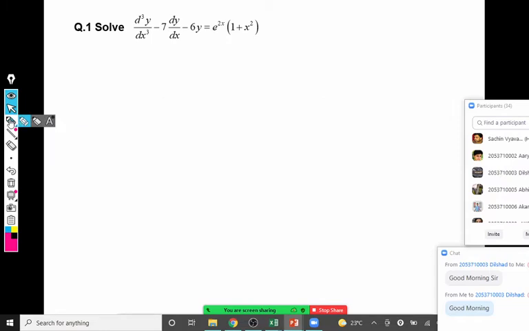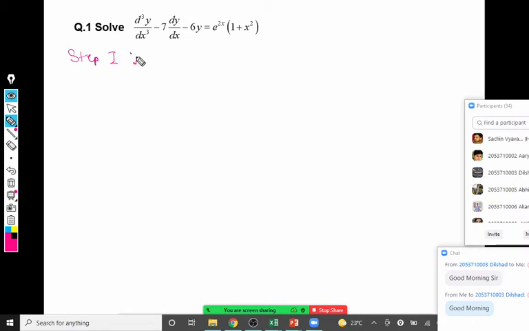So question number 1 is on the screen now. We have to solve this third order differential equation. And on the RHS, you will observe, it is not only exponential or only algebraic, it is a combination. So we have to use that case number 5 here. Okay, so let me first finish the complementary function. So step 1.